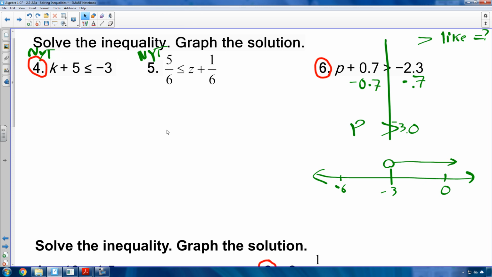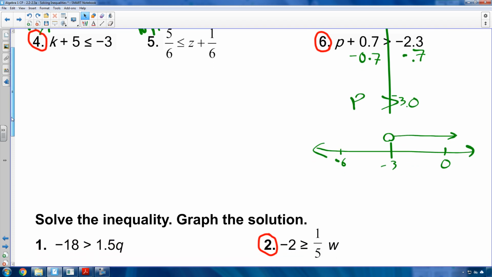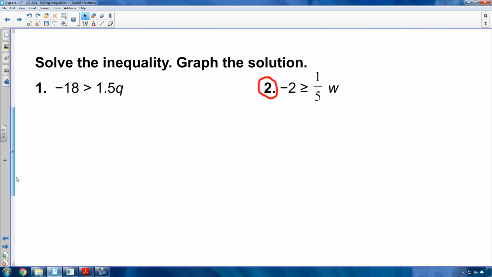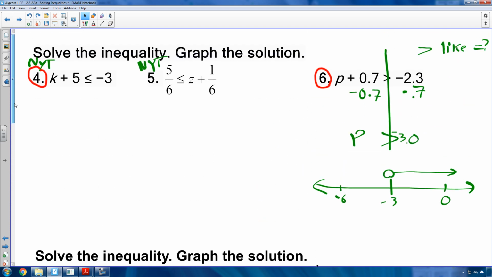So try numbers 4 and 5. Give those a shot. Then we're going to talk about these. So pause the video and give those problems a shot.